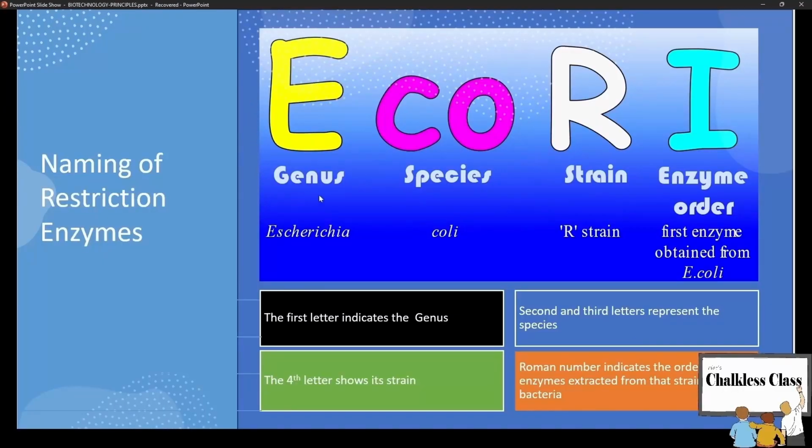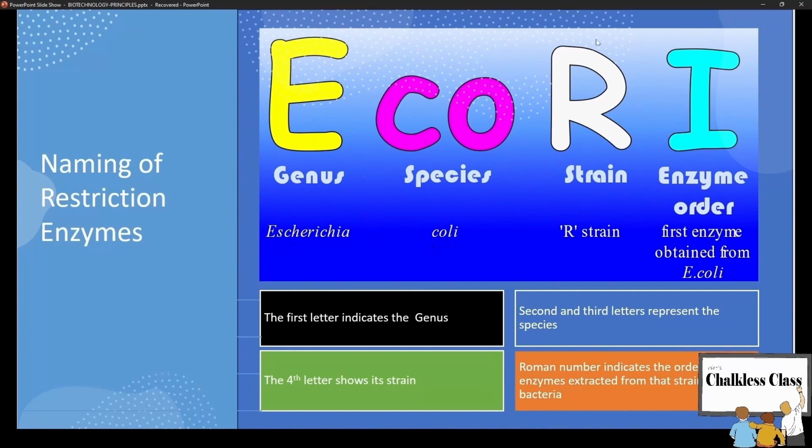The first letter stands for the genus of that organism. Here, this is obtained from Escherichia. So, for the genus Escherichia, the first letter is E, and that letter we have taken here. The second and third letters stand for the species. The species is coli, so we take CO, two letters from the species, and thus it becomes ECO, Escherichia coli.